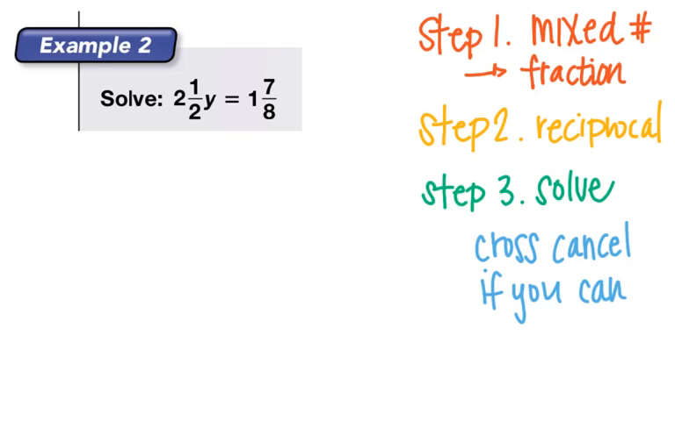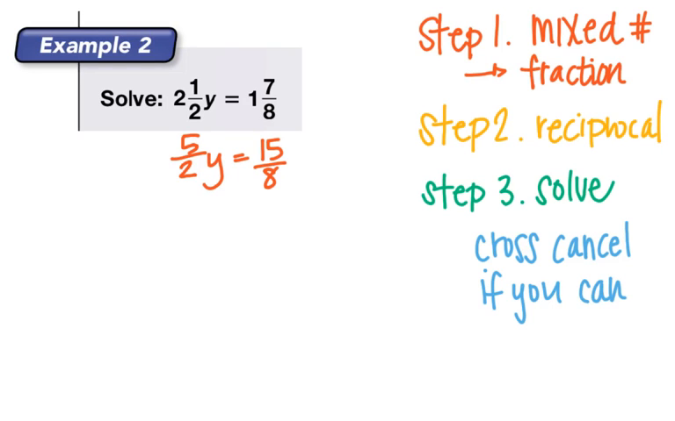All right, let's look at example 2. I have the steps already ready for us. Okay, step 1 is to change our mixed numbers into fractions. So we have 2 1/2 y equals 1 7/8. Okay, 2 times 2 is 4, plus 1 is 5. So we have 5/2 y equals 8 times 1 is 8, plus 7 is 15. So we have 15 over 8.